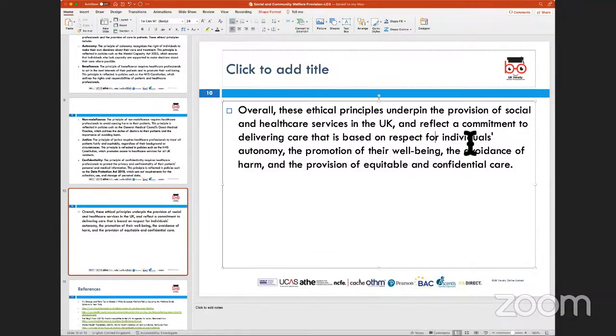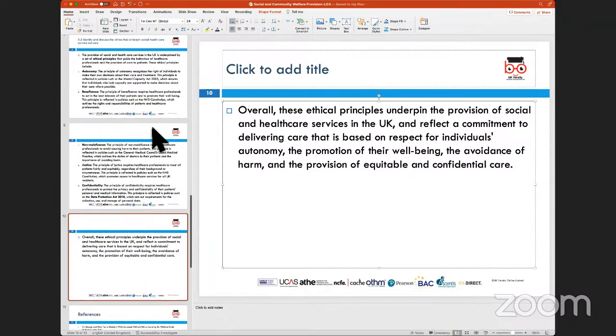Okay, so this part of the assessment criteria looks at how the ethical principles underpin the provision of these social and healthcare services in the UK, and they reflect on what is required to be adhered to in terms of guidelines and regulation by healthcare professionals or people who work within this sector, to ensure that the ethical side of things related to autonomy, beneficence, justice, confidentiality, and non-maleficence are enacted while they are delivering their services to members of the public.